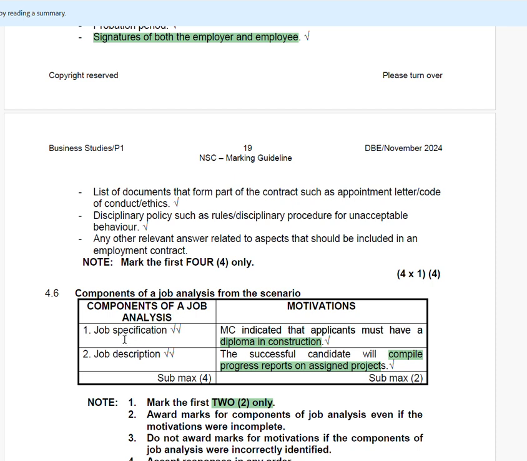In the marking guide, we have job specification, as I've already stated. And what is it saying? MC indicated that applicants must have a diploma in construction. It's a spec. That's what you should have in order to apply for the job. Then, number 2, job description. A successful candidate will compile a progress report on assigned projects. That's a description of the duties that a successful candidate will be doing.